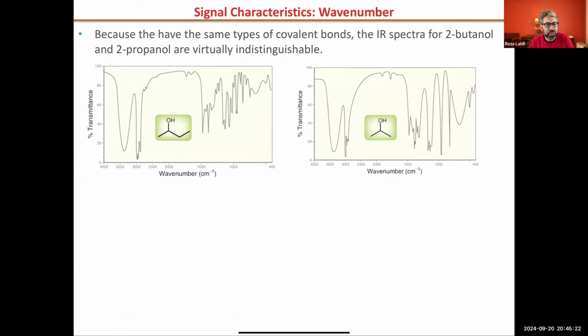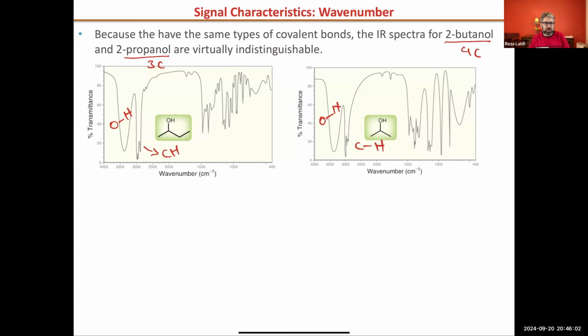Okay. I see two spectrums here. One says 2-propanol, and the next one is for 2-butanol. Clearly one has 4 carbons, and this one has 3 carbons. As you look at the spectrums, they look the same. For now, I can say you have CH here, and this region is showing me that I have OH. I can see the same thing here. So I can't really differentiate those two spectrums from each other.